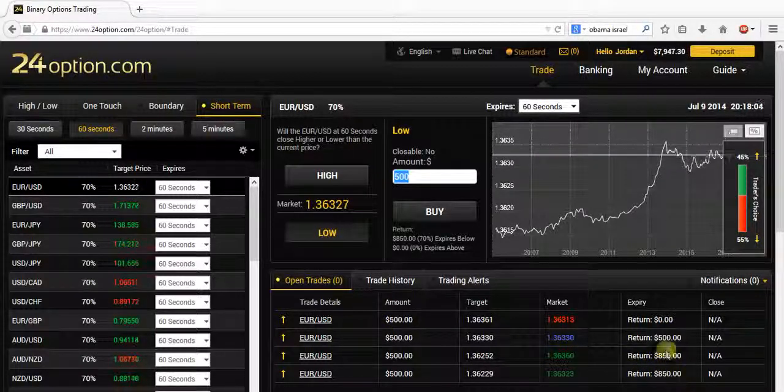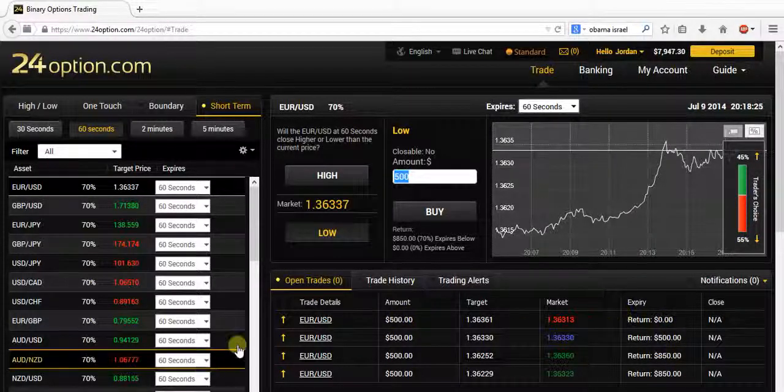But we had a return of $850 on 2 trades. We invested $500, that's $350 profit each one, $700. Had 1 trade at $500 that closed even, so we got our $500 back. And 1 trade at $500, which we lost. So a net profit of $700 minus $500, that's $200.